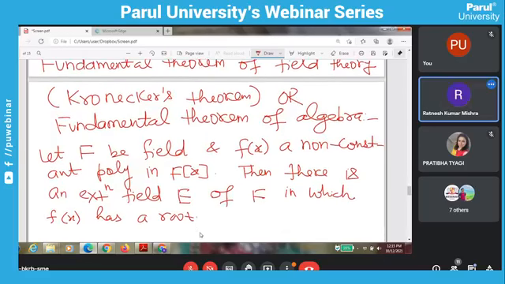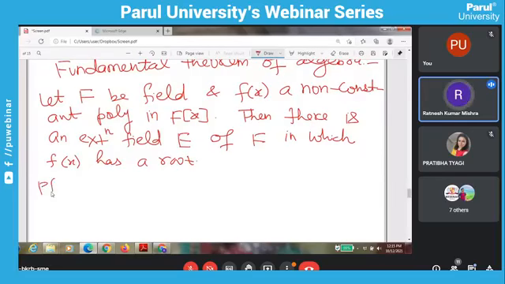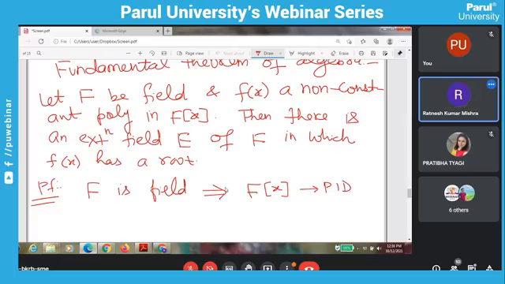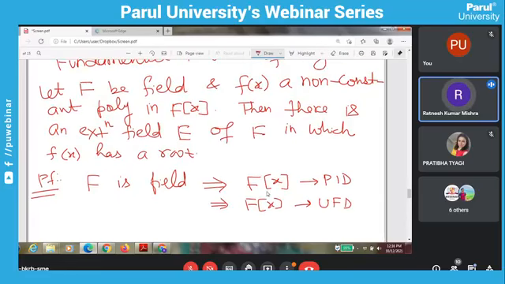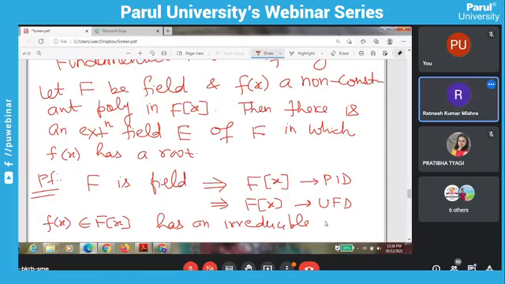F is the field, that is the given. Now the proof. Since F is a field, therefore F is an integral domain. Now F[x] is a PID, and every PID is a UFD. So F[x] is a UFD. Since F[x] is a UFD, the polynomial f(x) in F[x] has an irreducible factor. Suppose this is p(x).